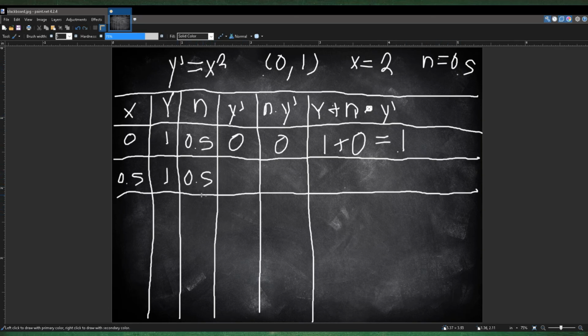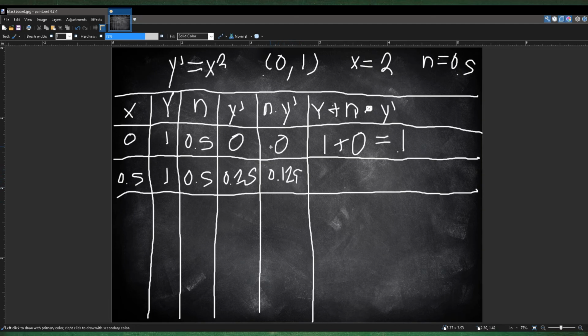Okay, so our step size is 0.5, right? It's always going to be 0.5. This column is usually going to stay the same anyways. But I wrote n just so you could keep track of where the 0.5 is. And then our derivative at y, our derivative is not 0 anymore because x is not 0. X is 0.5 now. So now we put 0.5 squared. So 0.5 times 0.5 is 0.25. Now n times the derivative of y, so 0.5 times 0.25 is 0.125.